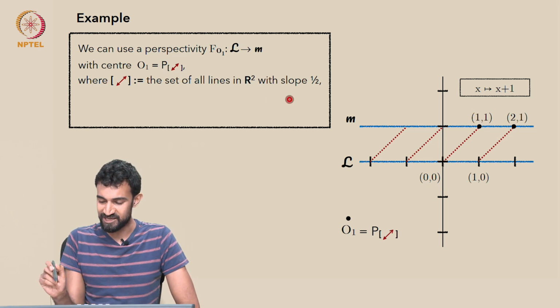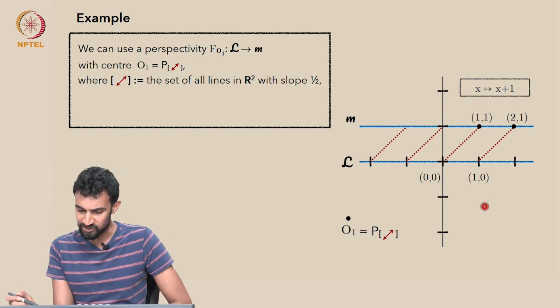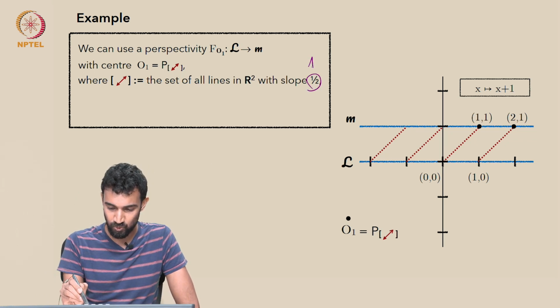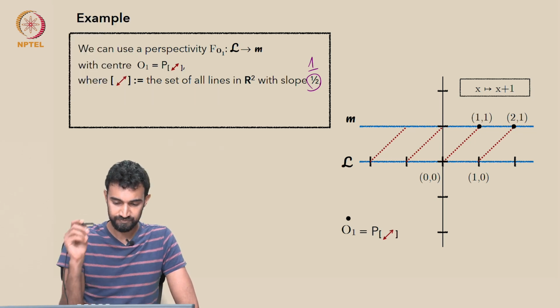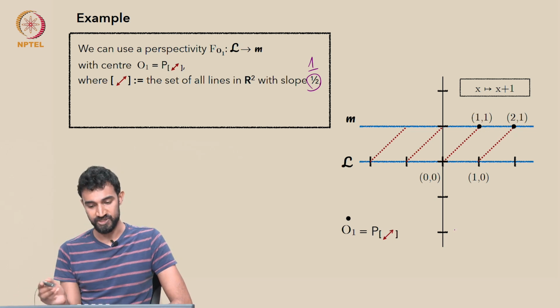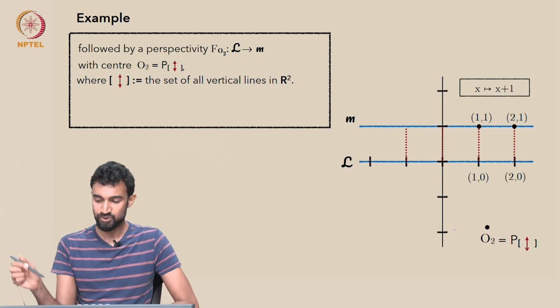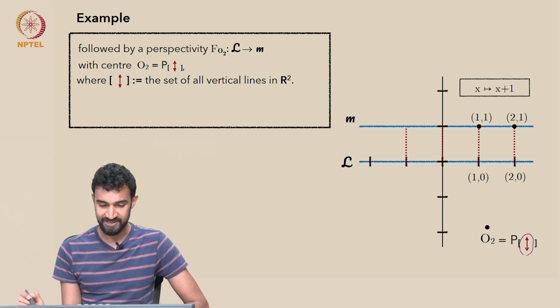And sorry, why am I saying slope 1? I should be saying slope 1/2. These are all lines with slope. Oh, no, sorry, they're lines with slope 1. Yeah, this should read slope 1. And we're taking (0, 0) to (1, 1), (1, 0) to (2, 1), etc. It's just a 45-degree angle. It's just slope 1. And next, we just parallel project everything down via lines like this.